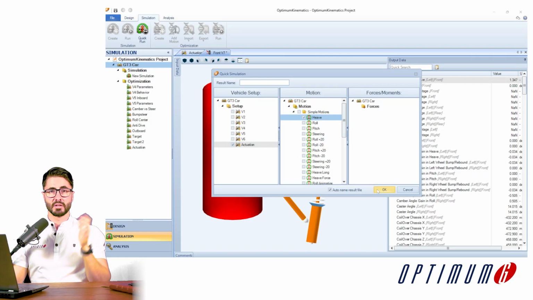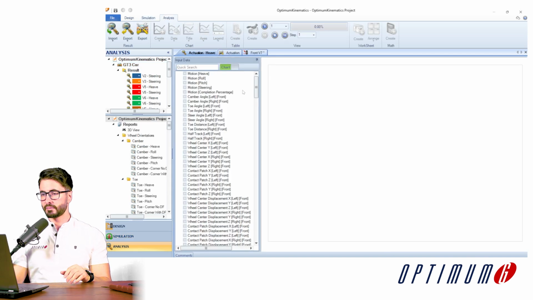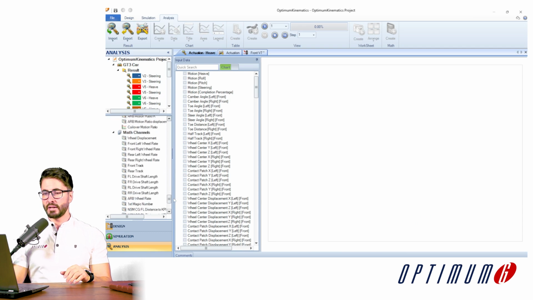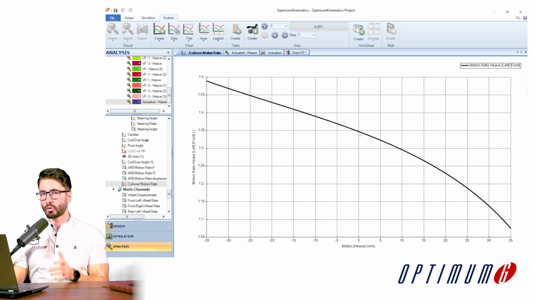For that, I'm going to run a simulation in which we are compressing and extending the suspension by 35 millimeters. We get the results, and now we're going to display them. And there you go. You can see the crazy amount of motion ratio variation that we get here. So even though static is 1.35, as we would like to have, if we compress the suspension by only 20 millimeters, which will happen at the track, we are already at 1.45.